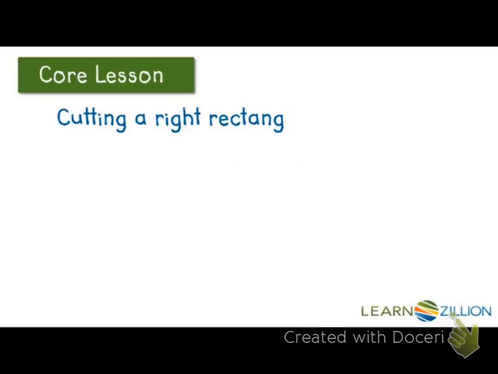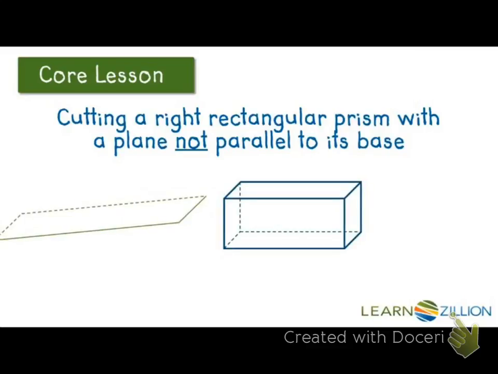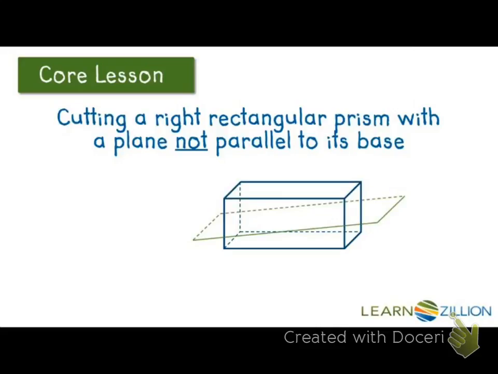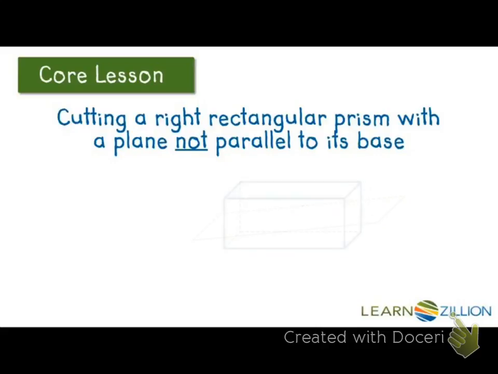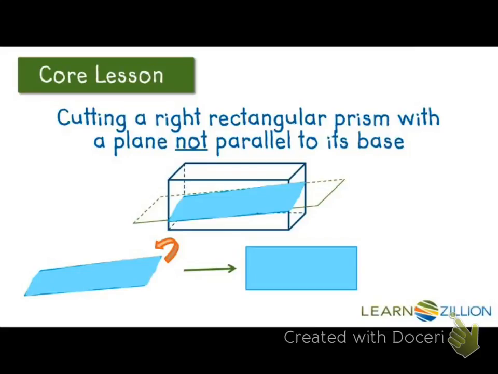Now let's cut that same right rectangular prism with a plane that is not parallel to its base. When we slide the plane through the prism, try to imagine the cross-section that will result. This image shows that cross-section in blue. Again, it appears to be a parallelogram, but when we stand it up and look at it straight on, we again see a rectangular cross-section.